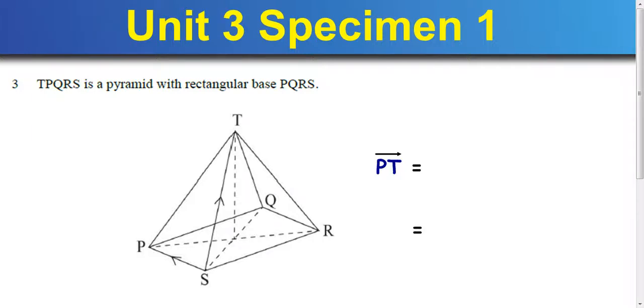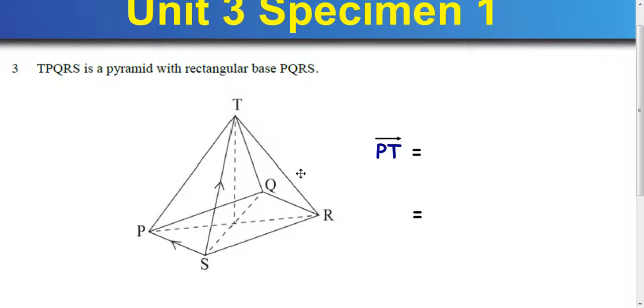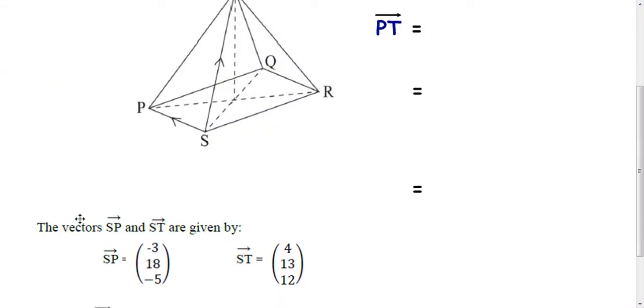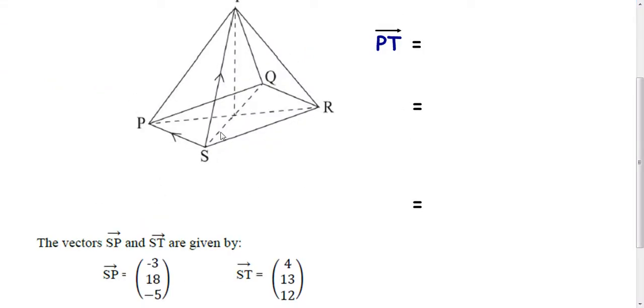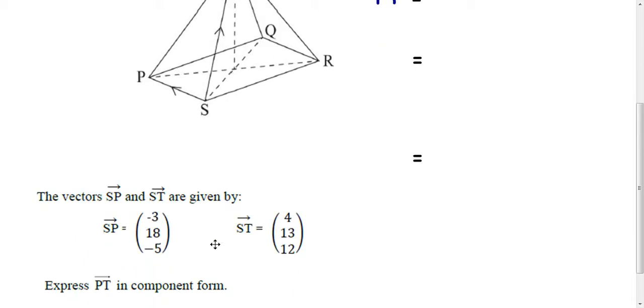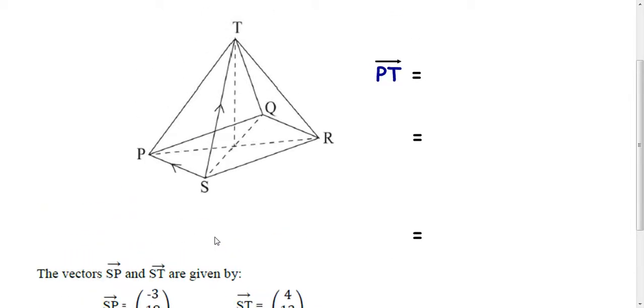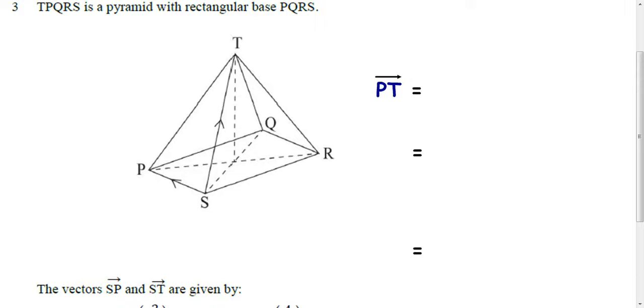In this lesson we're going to look at how to solve questions 3 and 4 of the Unit 3 Specimen Nab at Higher Maths. So this question is about this pyramid with a rectangular base PQRS. We're told vectors SP and ST, and we're given those here. We need to work out what PT is.